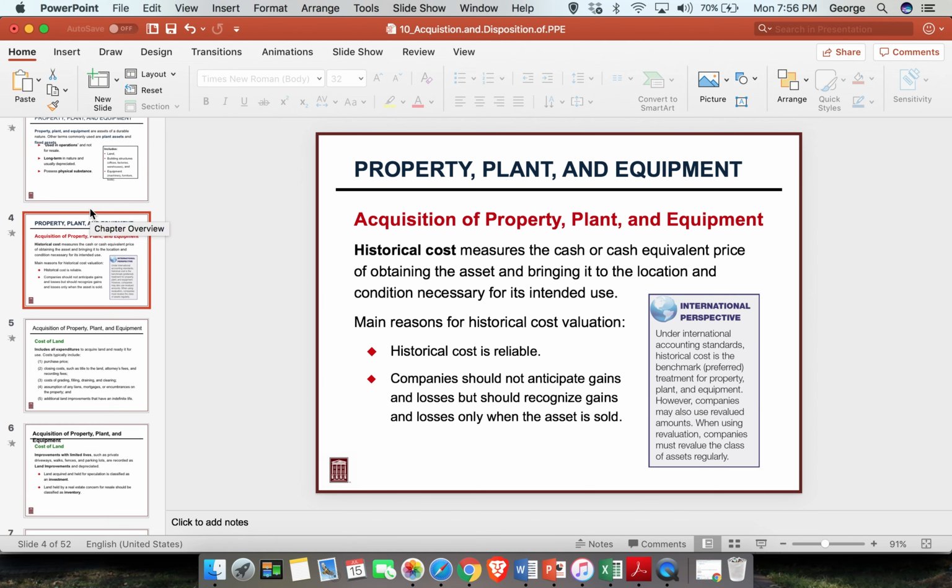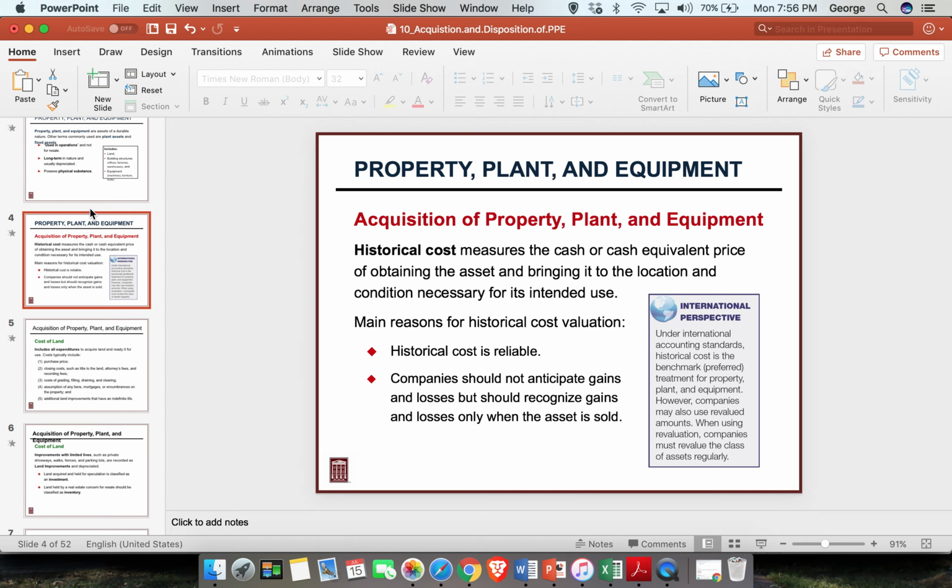In general, when we record the value of PP&E, property, plant, and equipment, when we acquire it, you normally use historical cost. So it measures what we paid for the asset, as well as bringing it to the location, transportation costs, and then getting it to the condition necessary for use. So all those are costs that we can use in capitalizing our asset.